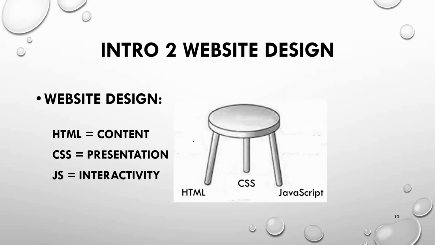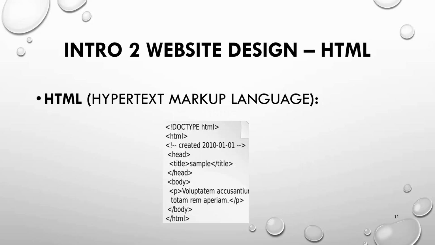All right, I went online to Google Images and found a picture of a three-legged stool. I put the text in there using some Microsoft Word art, or I guess PowerPoint Word art, where I put in the HTML, the CSS, and the JavaScript, because this is what websites are all about. HTML provides the website content. CSS provides the website presentation. And JavaScript provides the website interactivity.